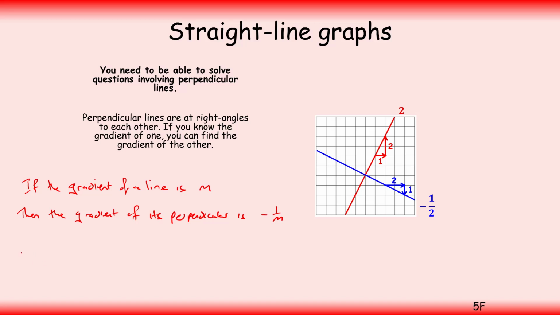We can also state it as: if two lines are perpendicular, then the product of their gradients is minus 1. So that means if we have m and we multiply it by minus 1 over m, that's going to give us minus 1.